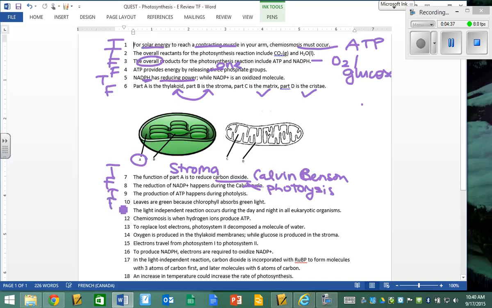10 is false, and it's the word absorbs that makes it false. Plants do not look green because the plant is absorbing green. Plants look green because the leaf is reflecting green.